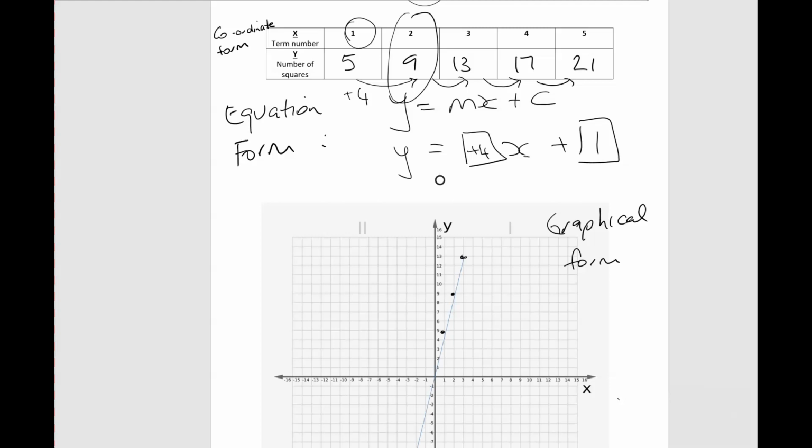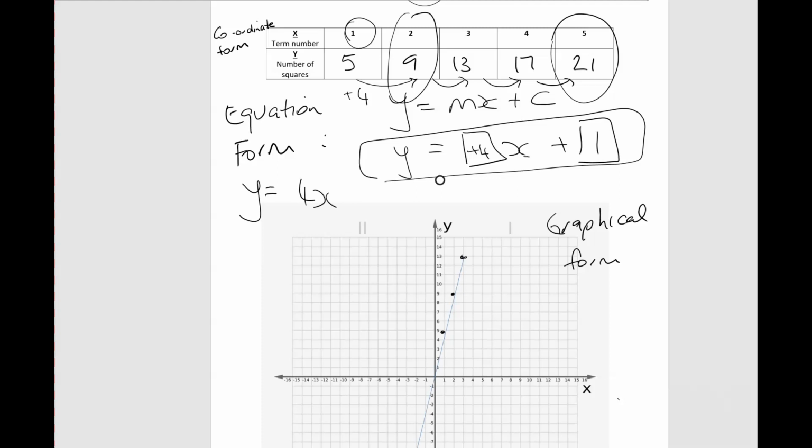It works. I can jump to the last one and see if it still works. The pattern should work the whole way through. 5 times 4 would give me 20, plus 1 gives me 21. So my equation form works. So my equation here would be y equals 4x plus 1 to represent this line here.